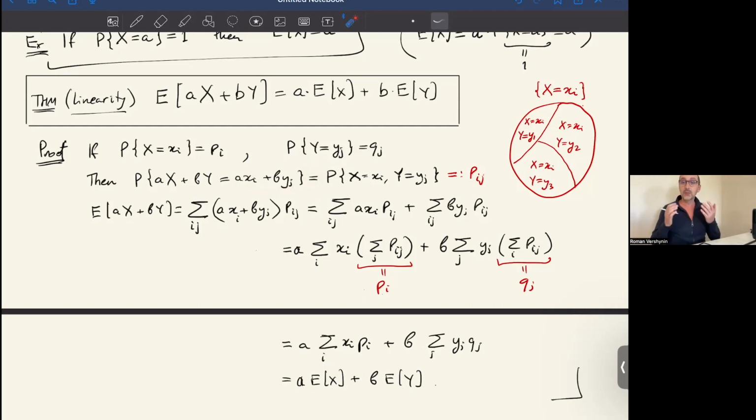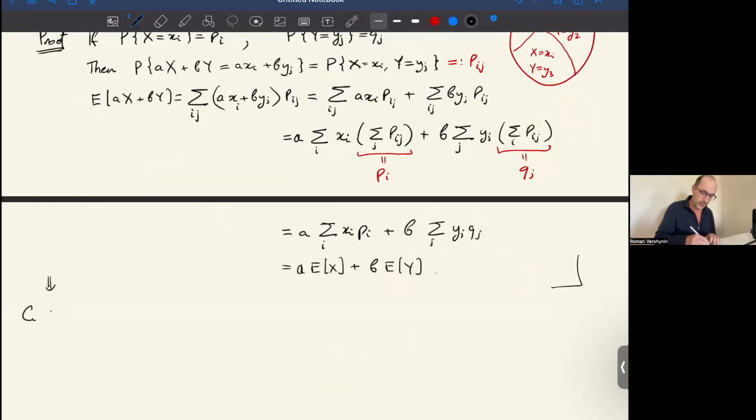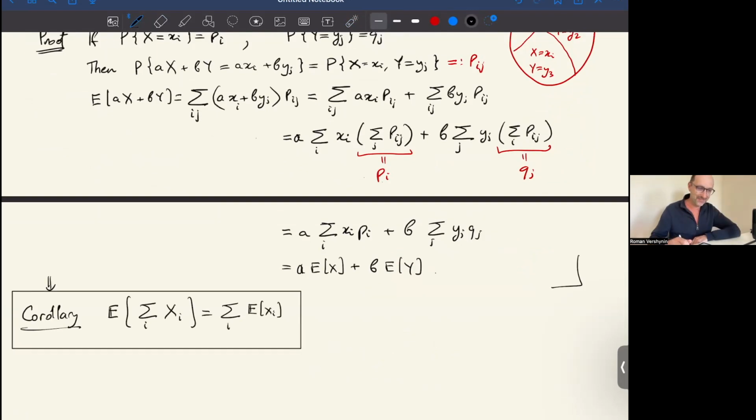To recap, we proved that if we add two random variables, the expected value of the sum is the sum of expected values. Once we know how to do it with two random variables, we can add the third random variable and the fourth, and so on and so forth. So by induction, the expected value of the sum of any number of random variables is the sum of expected values. And now, a lot of examples.